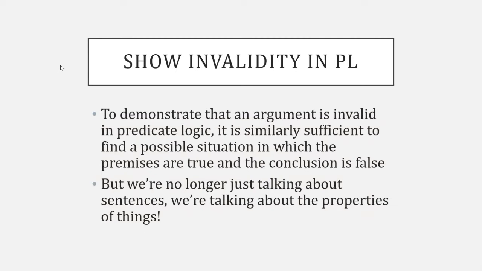So to demonstrate an argument is invalid in predicate logic, it's similarly enough to show that there's a possible situation in which the premises are true and the conclusion is false. But in predicate logic, we're no longer just talking about sentences, we're talking about the properties of things. What makes a sentence in predicate logic true is whether a property applies to a thing or not.